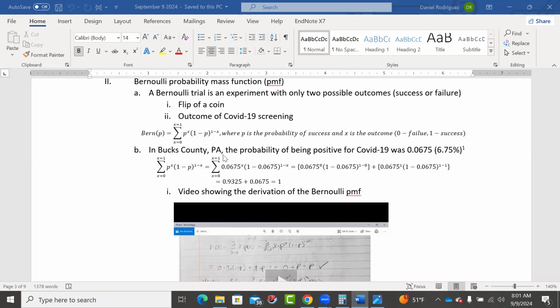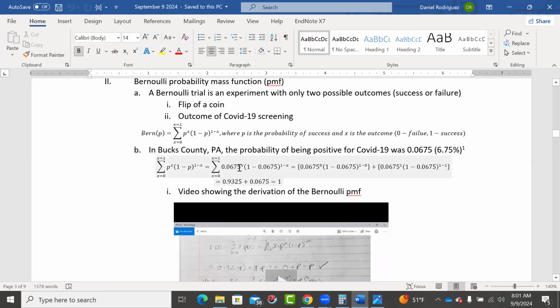Here's an example. In Bucks County, Pennsylvania, the probability of being positive for COVID-19 was 0.0675 on a specific date. I have more information down here if you're interested. So there was a 6.75% chance of being COVID positive, sometime in 2021, I recall. So if we were to take our equation here, we plug in the value. So p is the probability of success. So the probability of success is 0.0675.